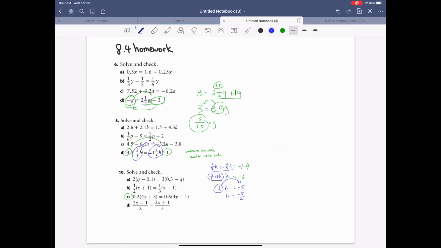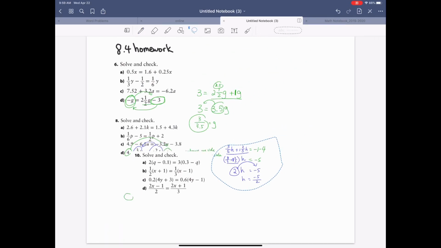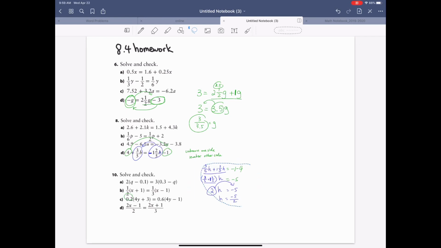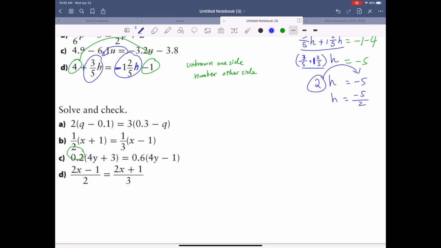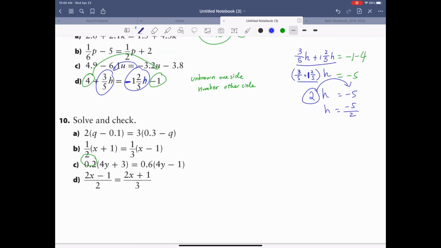Okay, so I'm going to make some space. In this case, same idea, distributive property first.